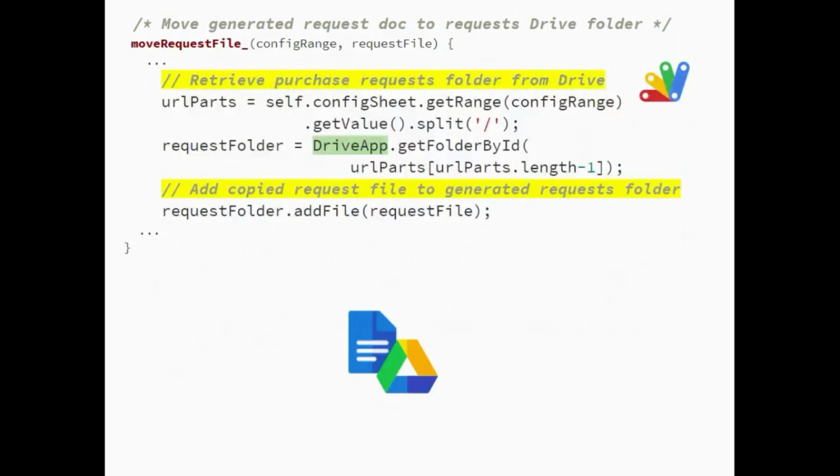Then, again, we have the configuration information about the purchase request folder. We get that URL for the folder. We again use the Drive service to go get that folder, and then AppScript adds that copied file into that generated request folder.